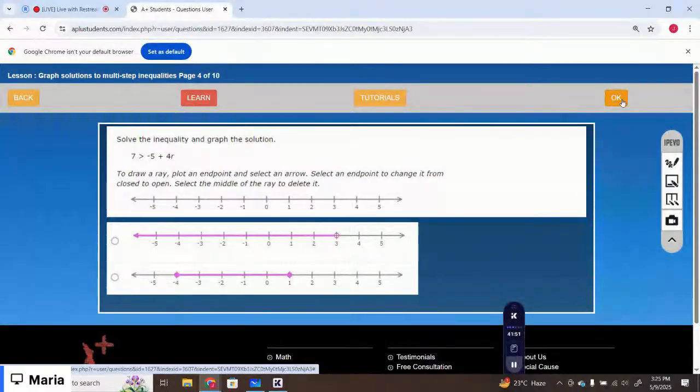Seven is greater than negative 5 plus 4. So you need to add 5 both sides. That is 12 and then divide by 4. So that is 3. R is less than 3. Option number 1 is the correct option. That is the solution to the inequality.